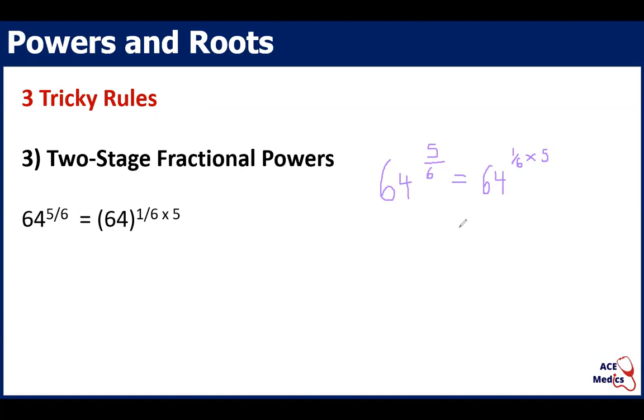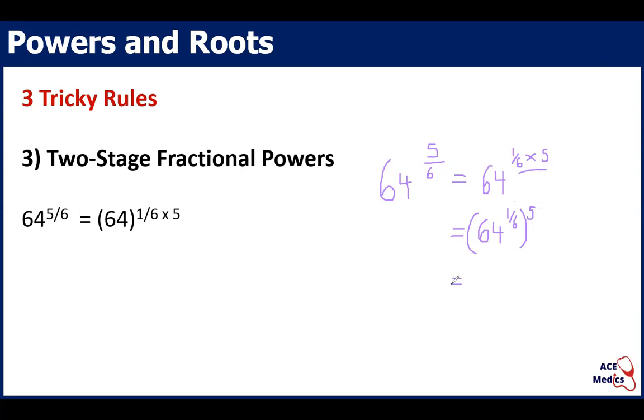Brilliant. Okay. Now, 64 to the power of 1/6 times 5. Remember, we used a rule a while ago, which looked a bit like this, where we had a bracket separating our indices. That would mean that they're multiplied together. Is everybody happy with that? Yeah, that is exactly the same as the one before.